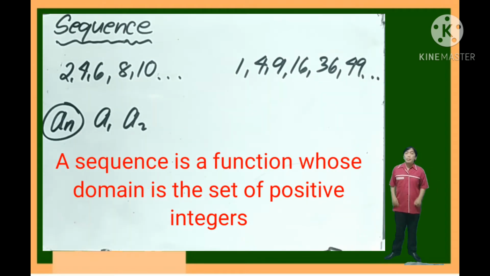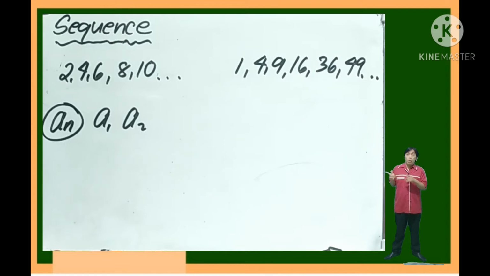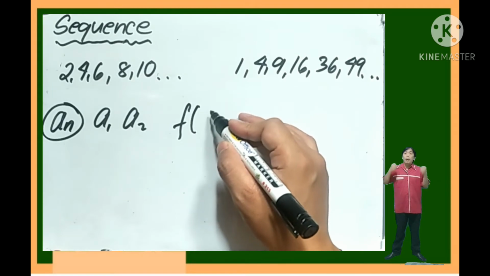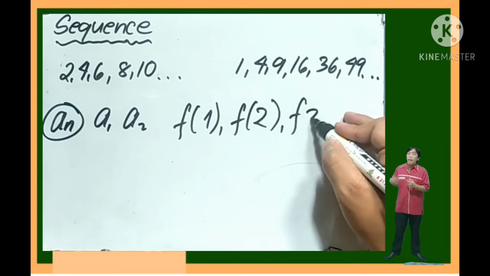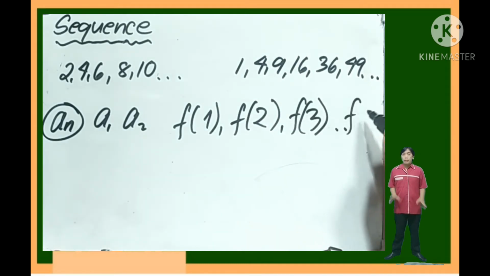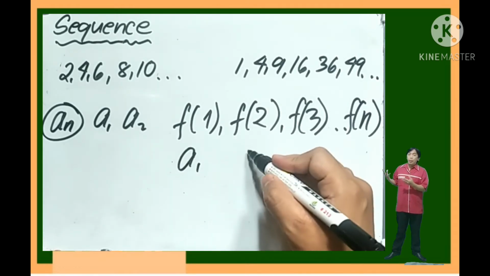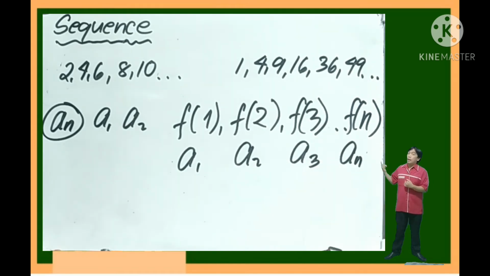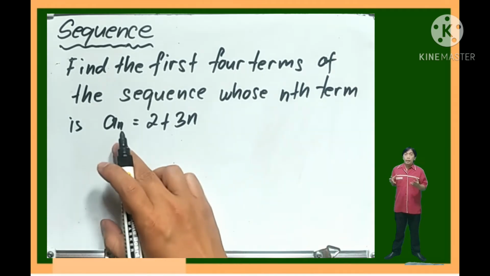Mathematically, a sequence can be thought of as a function whose domain is the set of positive integers. Even though a sequence is a function, we represent it by using the subscript notation. For example, we have f of 1, followed by f of 2, followed by f of 3, and so on. So that is f of n. We usually denote this by a sub 1, a sub 2, a sub 3, and a sub n.